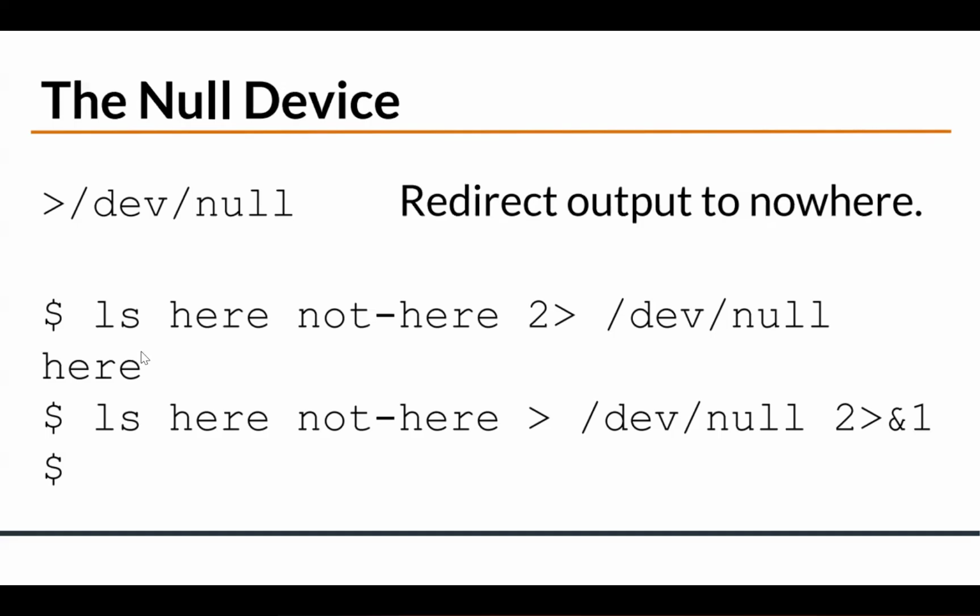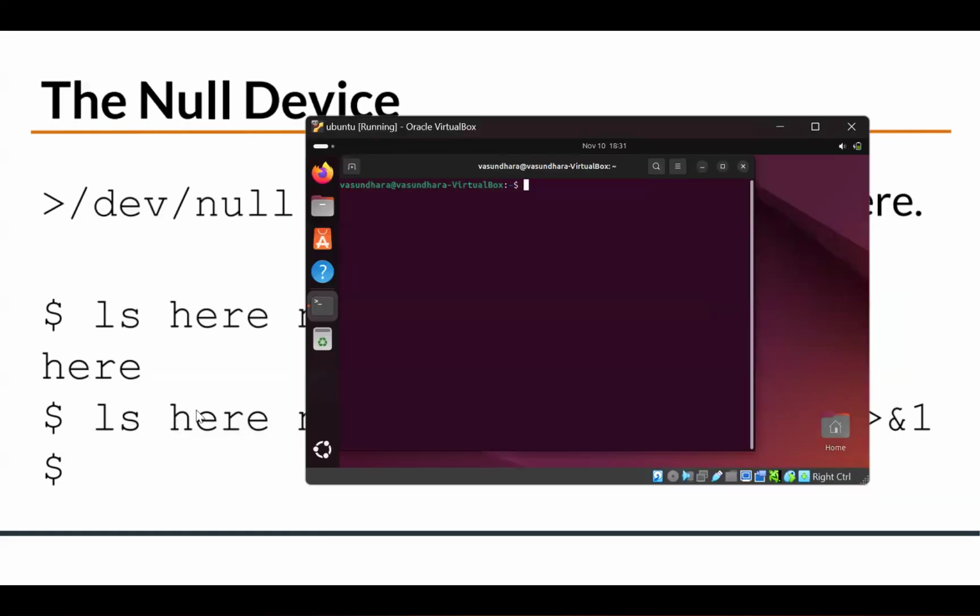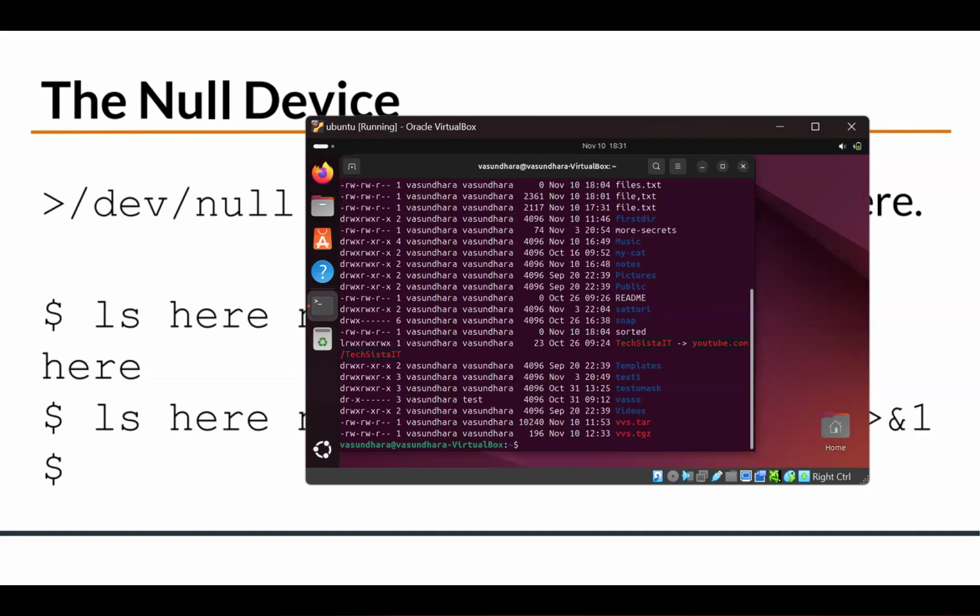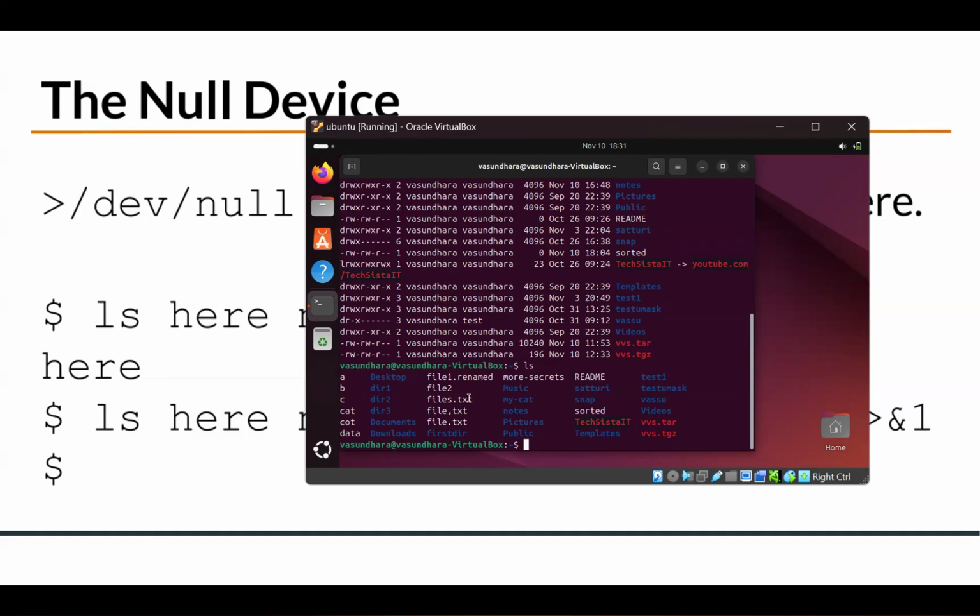Let's look at all these things in practice. Let's look at the output of ls -l. Now let's redirect that standard output to a file by using the greater than symbol: ls -l > file.txt. Click on enter.